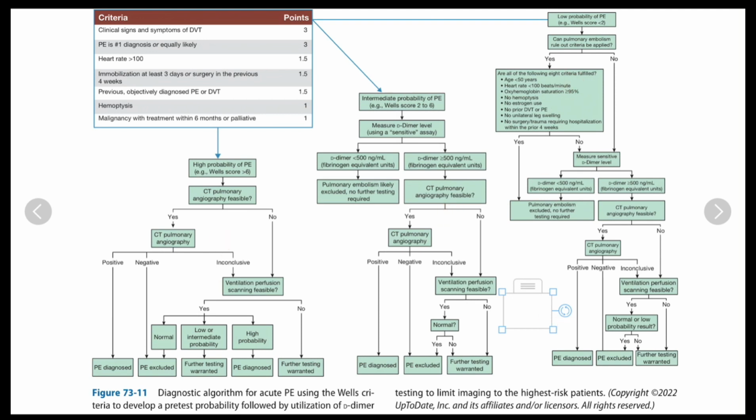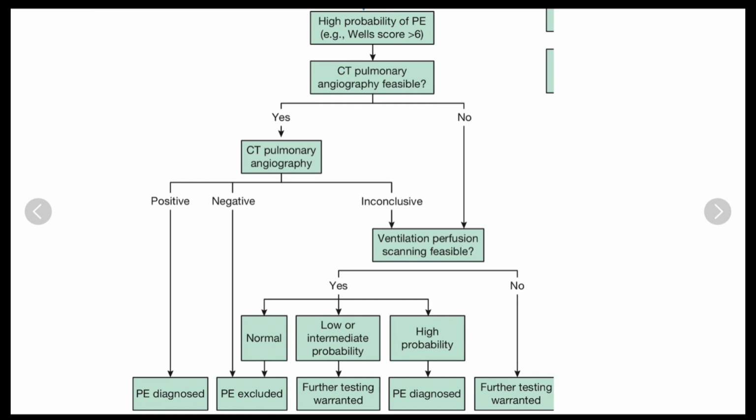So we will discuss all these flowcharts in the next 3 slides. So this is the high probability of pulmonary embolism, Wells score more than 6. Then we will see if CT pulmonary angiography is feasible or not. If it is feasible, then we will do CT pulmonary angiography.